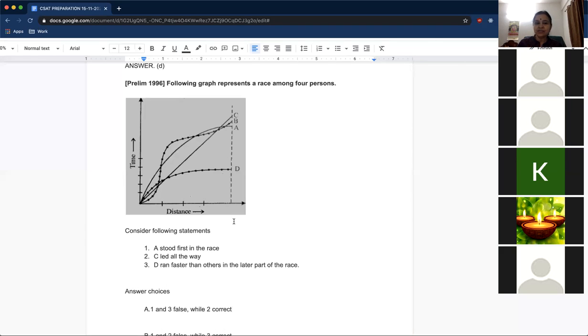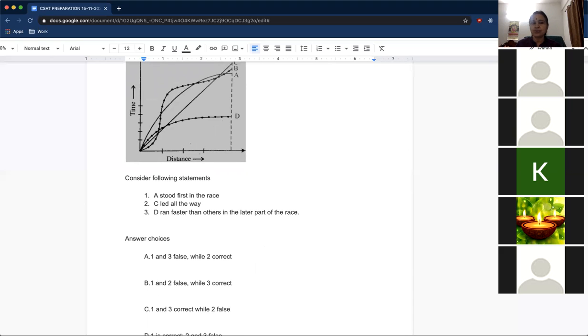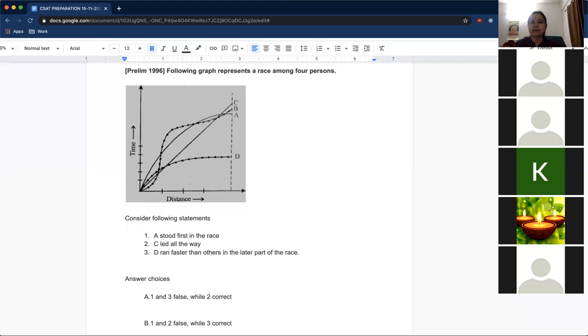So what are the options given? A stood first in the race. Do you see over there? Is there anybody else who has reached faster than him? Below A, you have D, right? So that cannot be true. C led all the way. Led all the way means he was leading all the way, he was leading than the others.